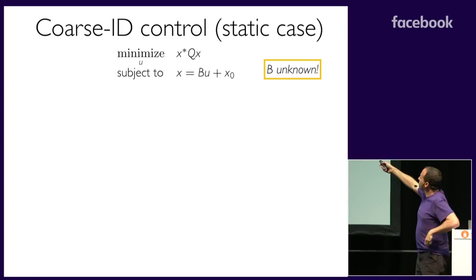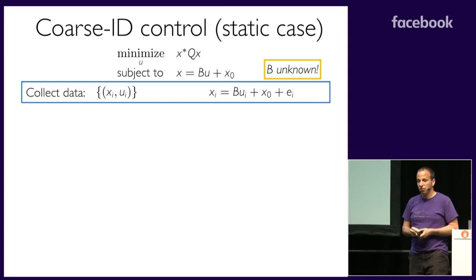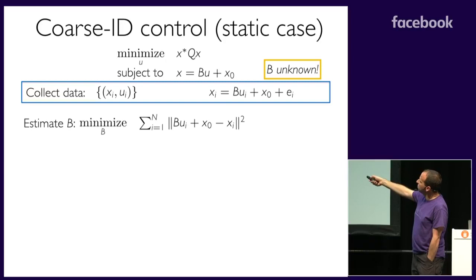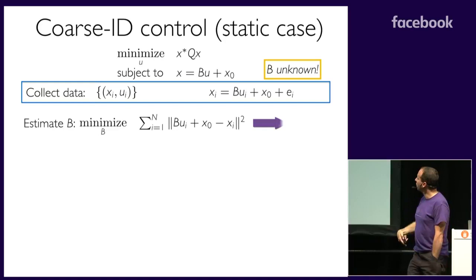Well, I can run experiments, collect some data. When I collect some data, I'm going to have that x_i is equal to B u_i plus x_0 plus e_i. And maybe u_i would be Gaussian. And then I could estimate B by just solving least squares. Now, what we all know is this will give me an estimate, right? This gives me an estimate for free.